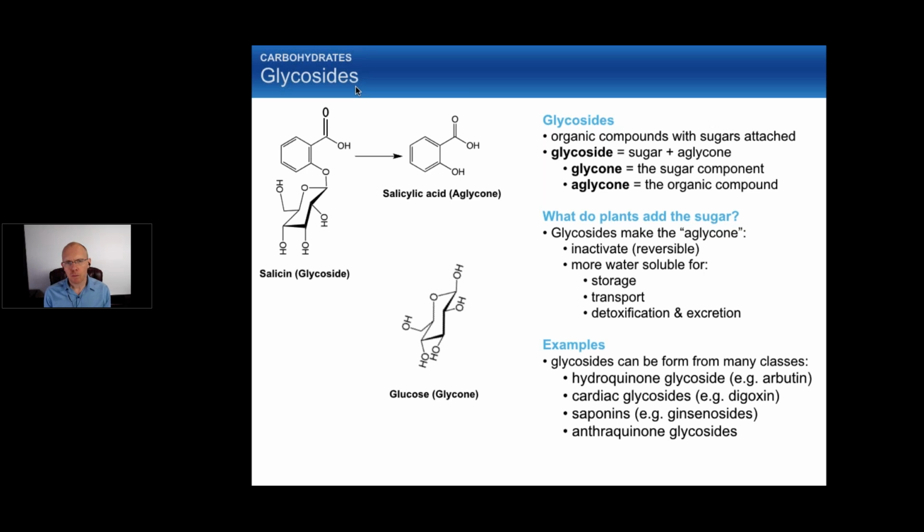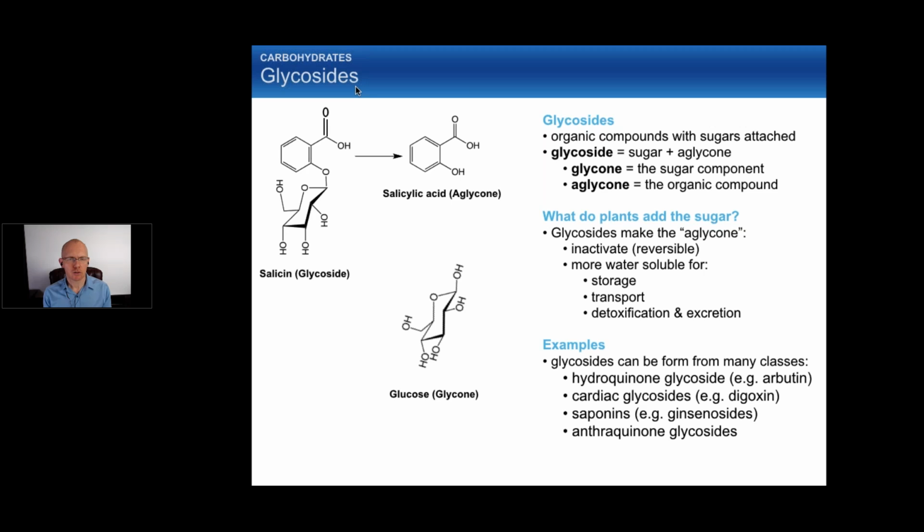So why would a plant want to make a glycoside? Well, there are several benefits of being able to form glycosides. And plants aren't the only organisms that make them. We also make glycosides in our body. So salicylic acid is sparingly soluble in water. But when you add a sugar to it, because you've increased the ratio of oxygen to carbon atoms, it makes that molecule much more water soluble.